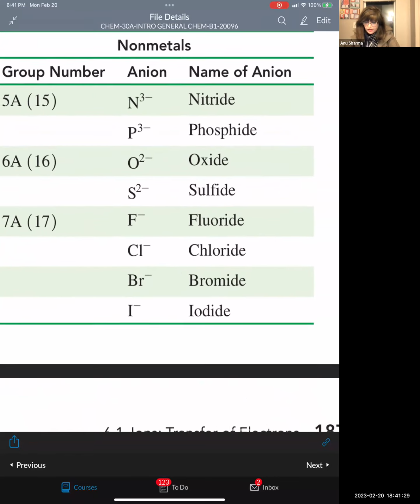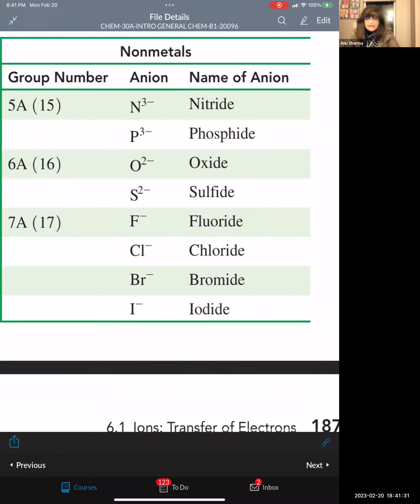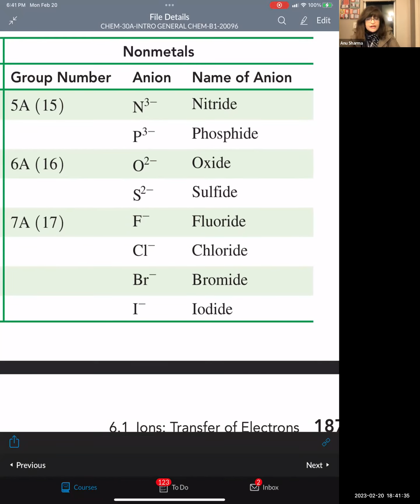But on the other hand, look at the non-metals. Now group 5A, group 6A and group 7A are all very close to the noble gas in the same period. So what is happening here? They're so close to the noble gas that it's more electronically feasible for them to acquire electrons. So nitrogen and phosphorus will acquire 3 electrons, so they will get 3 negative charges. The name is changing: the name of nitrogen is nitride, phosphorus is phosphide.